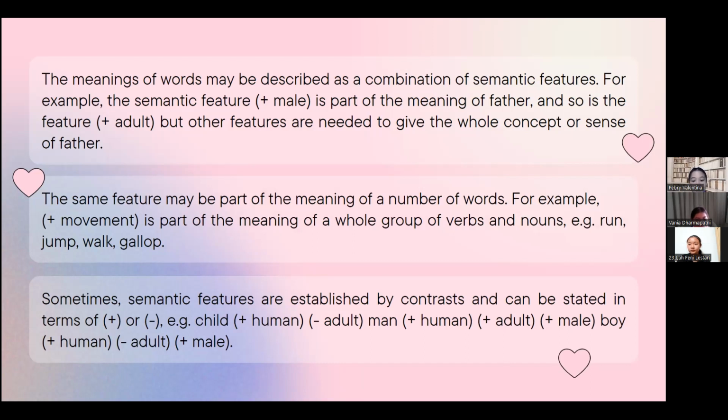And sometimes semantic features are established by contrast and can be stated in terms of positive or negative. For example, child is positive human and negative adult. Man is positive human, positive adult, and positive male. And boy is positive human, negative adult, and positive male.